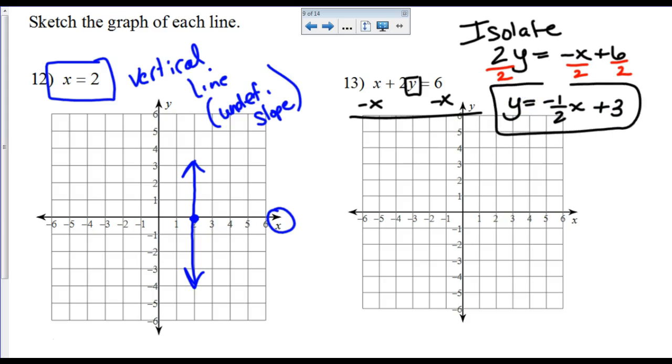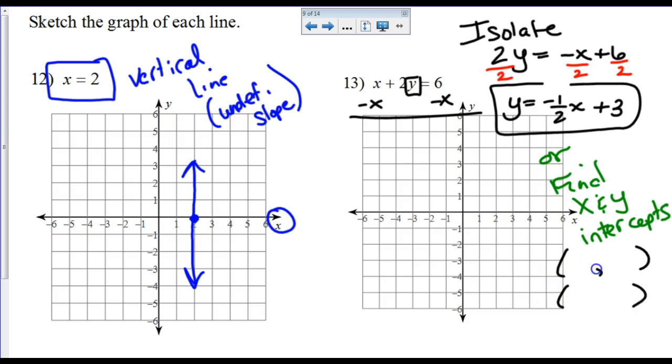The other way to graph would have been to find the x and y intercepts. And I actually really like graphing it that way. I just find it quicker, but you do what you want to do. We're flexible here in math. All right, so the x-intercept would be where your y value is 0, and the y-intercept would be when your x value is 0.